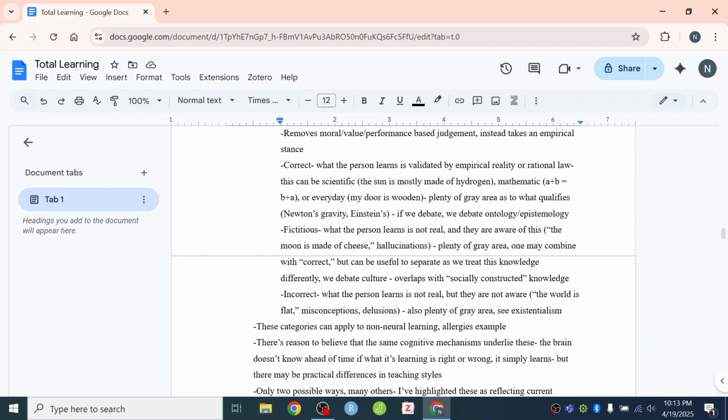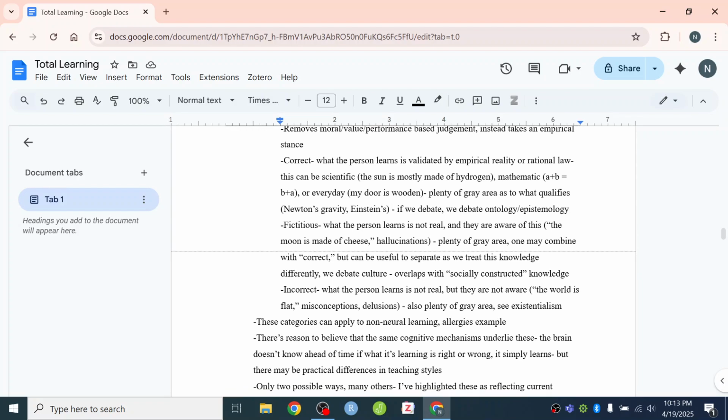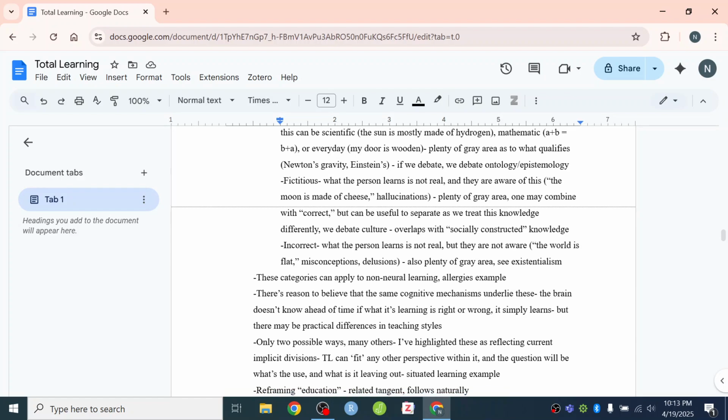While the cognitive mechanisms in the brain may be the same, whether the learning is right or wrong, teaching styles may be different. There may be practical differences in teaching styles between teaching information that is empirically validated and teaching information that is not empirically validated. This again, we talked about when we talked about hypotheses.